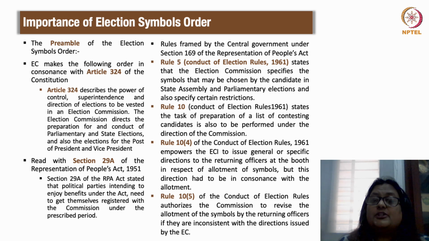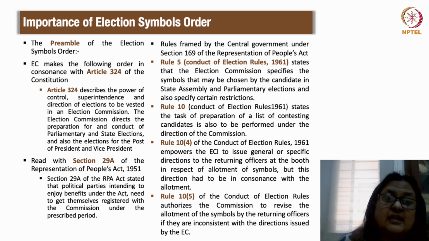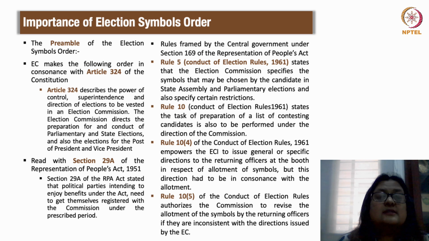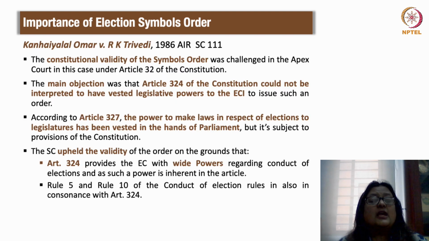The conduct of election rules authorizes the commission to revise the allotment of the symbols by returning officers. For example, if a state party has a symbol and now becomes a national party, the recognition has to be made by the Election Commission. Now, if the national party wants to be made a state party, the symbols order also talks about such conditions. Now, another very, very important case is the Kanhaiya Lal Omar case.